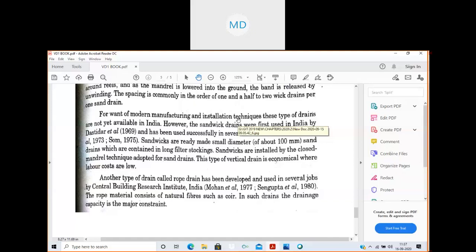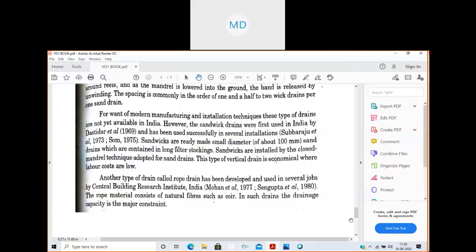So these are some modern techniques, made possible by modern manufacturing and installation techniques. This type of drains, sand drains and all these are used, and sand drains were first used in India. So you can mark this line. The sand drains were first used in India by Dastidar et al., and they have been used successfully in several installations. So these are some research works that have been done, and India was the first to use the sand drains.